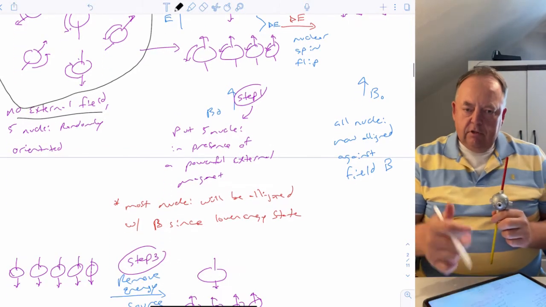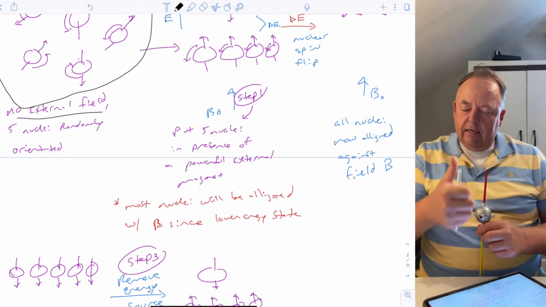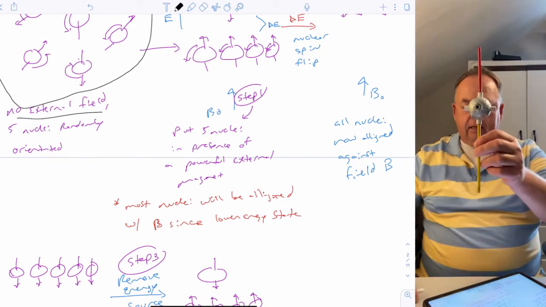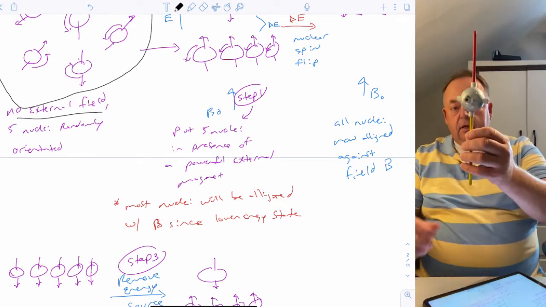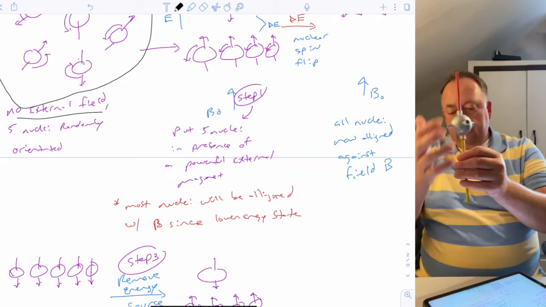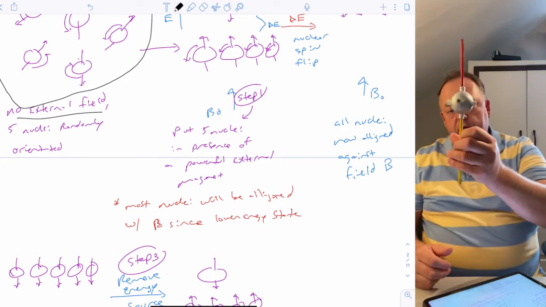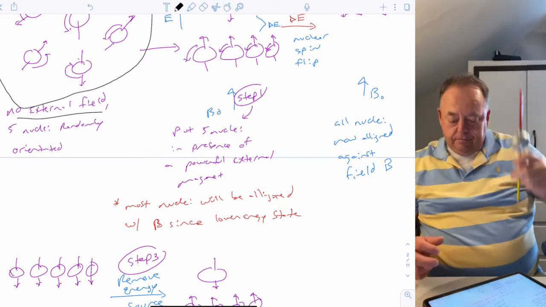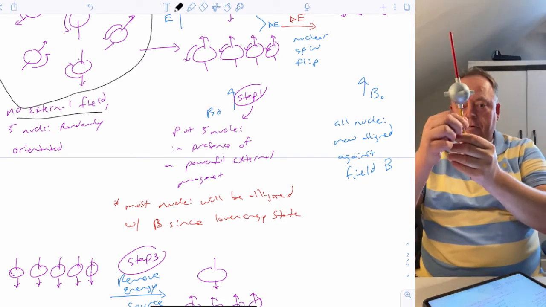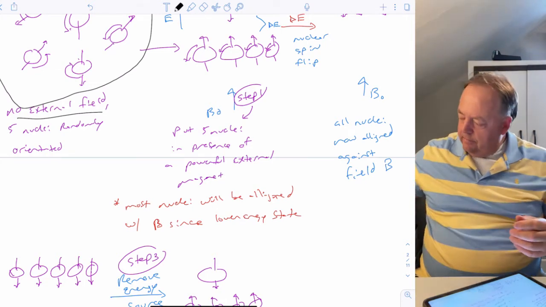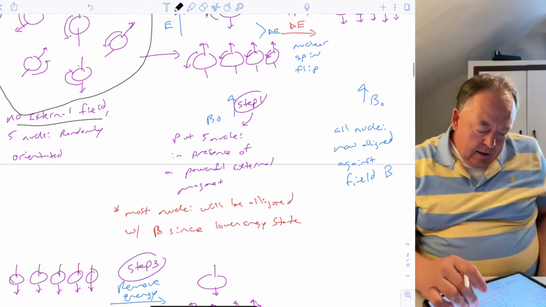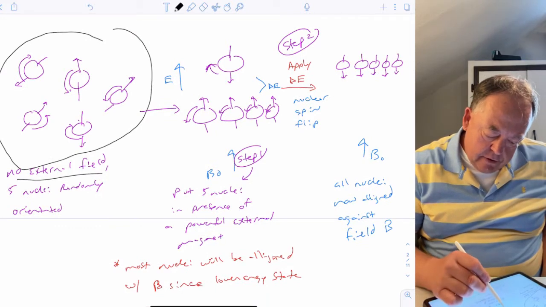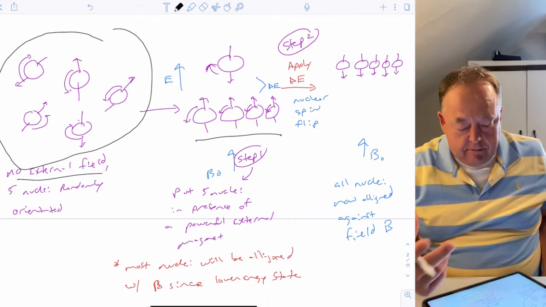But then if we put the external magnetic field in this direction, then the nuclei, if it's spinning like that, would be against the field. If it's spinning like that, would be with the field. So the 2 nuclei could be aligned with the field, or the 2 nuclei could be aligned against the field. So spinning that way or spinning that way, right?